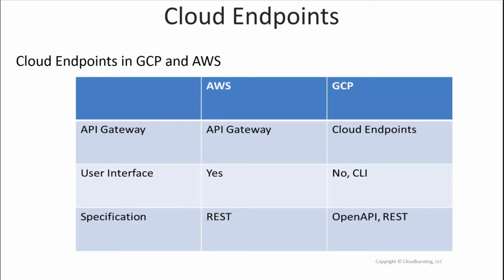Now, it's very comparable to the API Gateway in AWS. There are some differences, of course. GCP does support Open API, which is something that AWS does not. One of the challenges, though, that I generally run into, at least here, is that Cloud Endpoints does not really have a very good user interface.